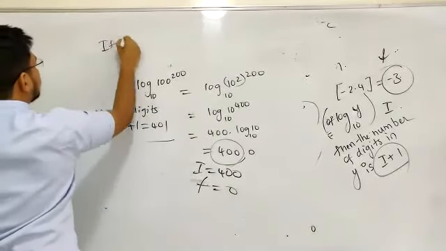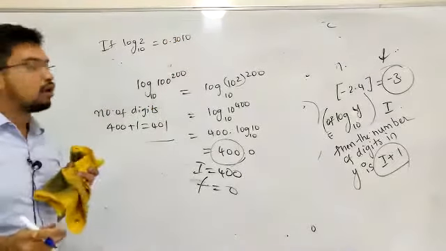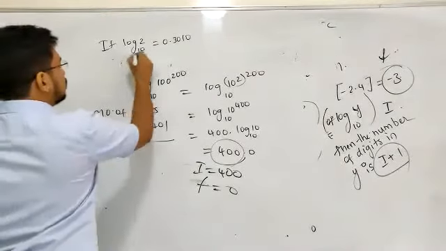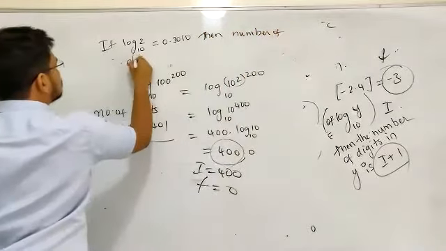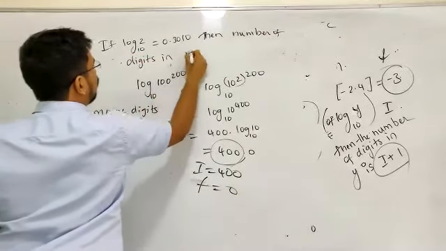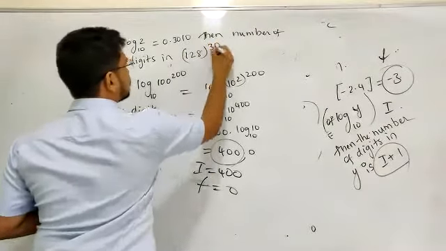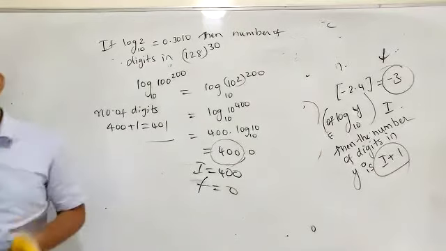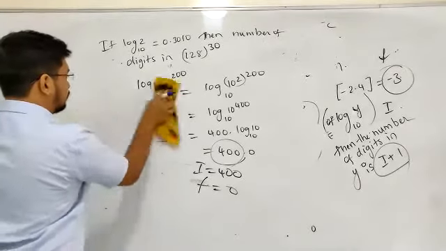Next question. If log 2 to the base 10 is 0.3010, then find the number of digits in 128 power 30.